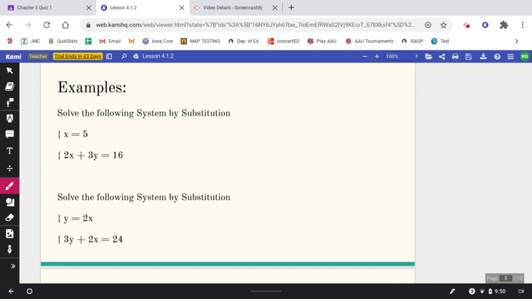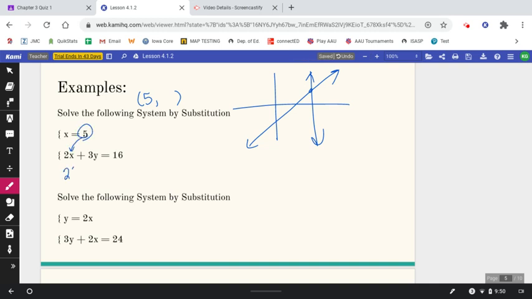Okay, for the first example here, we're going to start pretty easy. My first equation is a vertical line of x equals 5, and my second equation is 2x plus 3y equals 16. Since I'm having a vertical line at 5 and then another line that's crossing it, I already know that the x-coordinate is going to be 5 comma something. So I'm going to take that and substitute it into this equation. So I'm going to have 2 times 5 plus 3y equals 16.